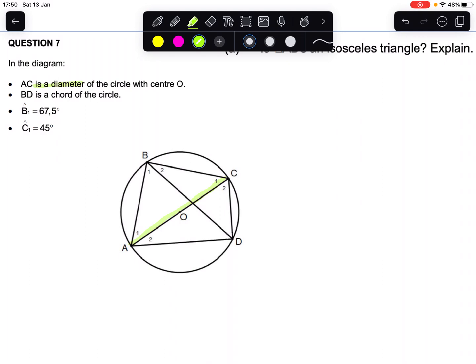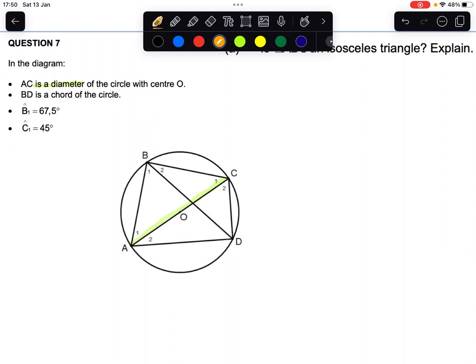We're told that BD is a chord of the circle, so nothing interesting there. There's a couple more chords. I don't see anything that's specifically special about BD. We've got BC, CD, AD, AB. ABCD is a cyclic quadrilateral, so that's just nice to keep in the corner of our minds. Anyway, then we're told that B1 is 67.5 degrees.